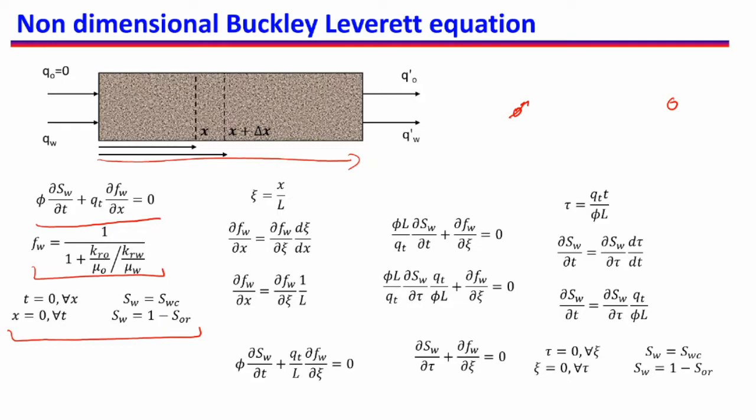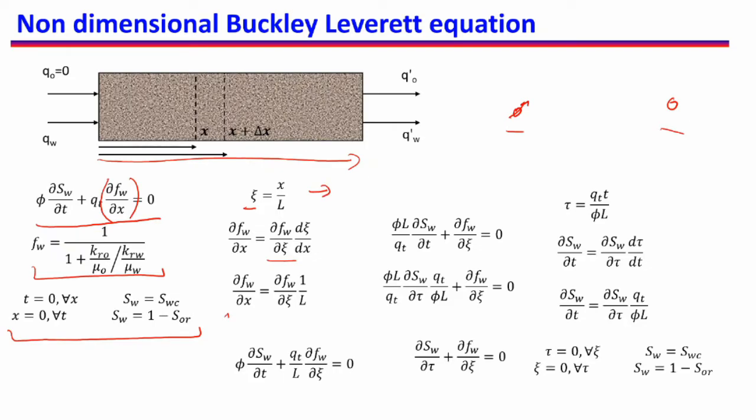So to non-dimensionalize length, I am using xi as non-dimensional length, and xi is equal to x divided by L, where L is the distance between the injection and production points. So let us non-dimensionalize the equations. That dfw by dx is what we want, where we have x coming. So that means this will become del fw by del xi multiplied by d xi by dx by chain rule, and d xi by dx from here is 1 by L.